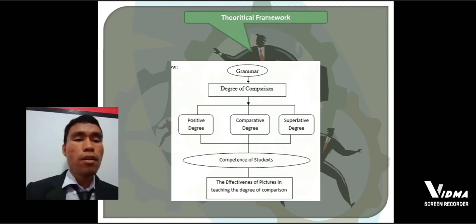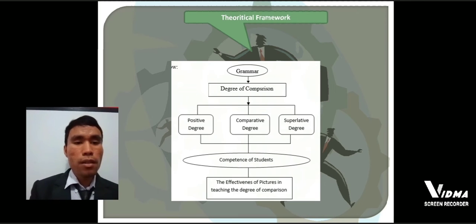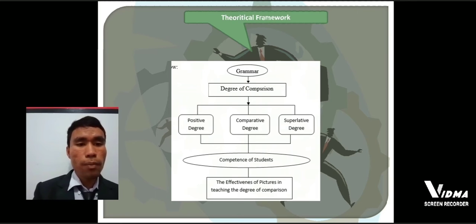And this is my theoretical framework. Start from grammar. In grammar, there is a degree of comparison, and degree of comparison consists of positive degree, comparative degree, and superlative degree. And the competence of students in using the degree of comparison depends on the effectiveness of pictures in teaching the degree of comparison.